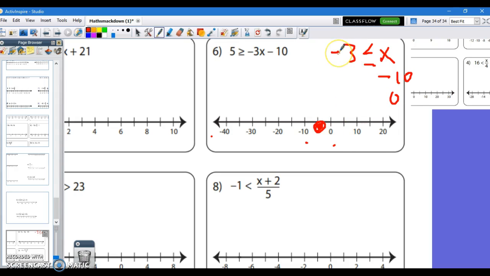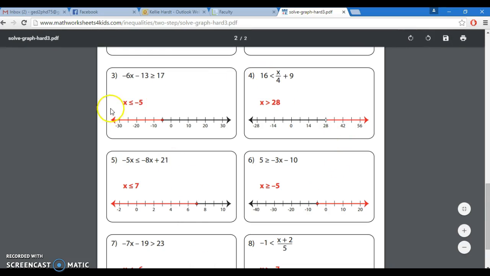Okay, so remember, in negative land, the smaller the number is actually bigger. -3 is smaller than -10. Incorrect. -3 is smaller than 0. Correct. Your x should be going towards the -10, which is towards the left.